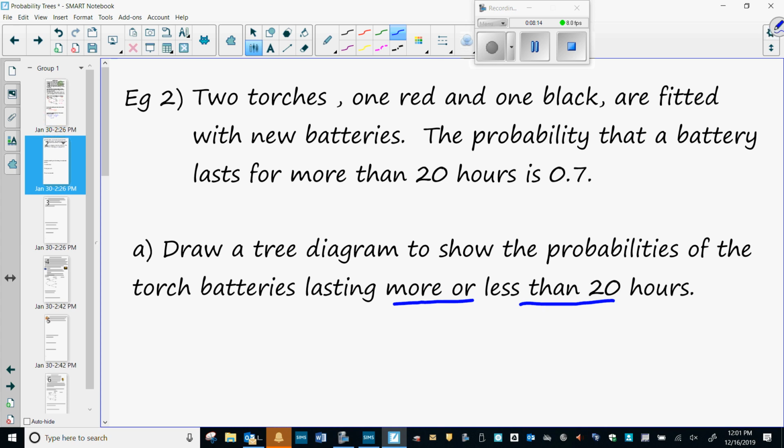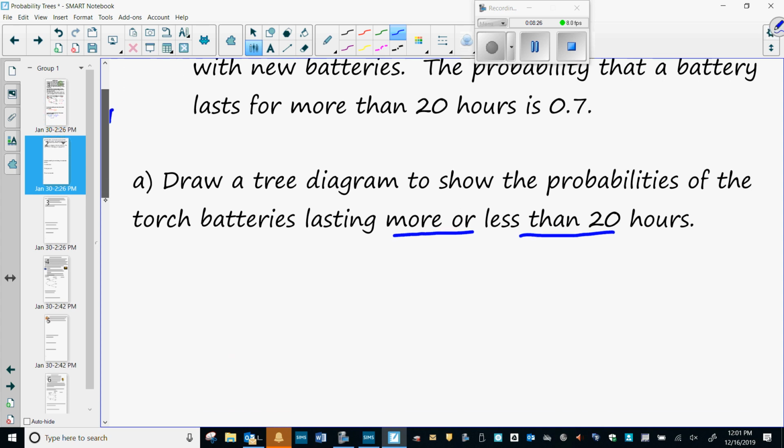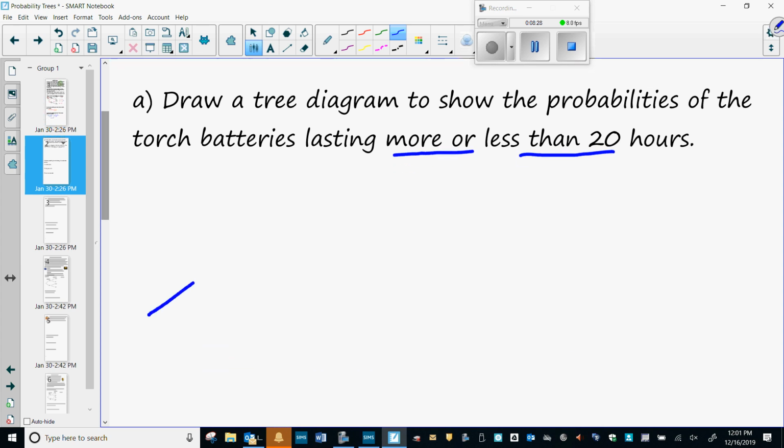Sometimes people want to go back, we've got 2 torches, one of my branches says red, one says black. Not the case in this situation because what we're interested in is how long the batteries last, okay? So what we do, that clicking's really annoying, is that we start off our tree. Now notice the first branch, if you know that you're going to have additional branches, the first one has to be pretty wide. You can't do it too close, otherwise it's going to get very crammed. But you don't want it too wide that you can't fit anything else in.